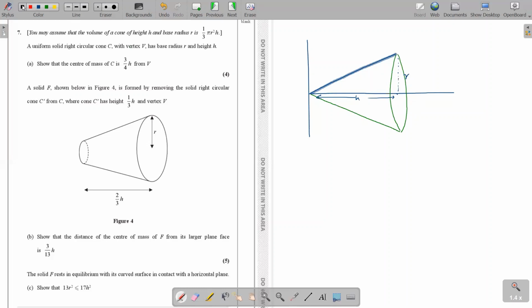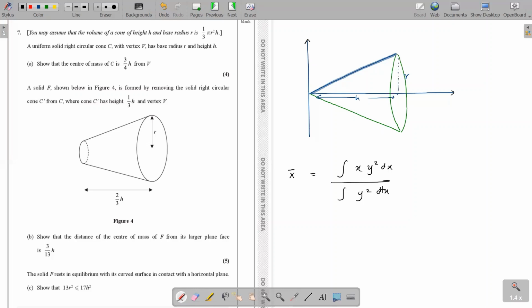So what is the equation we use for 3D objects? You learned an equation in your textbook, right? What's the equation to get x bar? You can see this object is fully symmetric around the x-axis, so you don't need a y bar here. You only need to find the x distance from the vertex. So x bar equals, what was the equation? Integration of x y squared dx over integration of y squared dx, isn't it? This is the equation that we use.